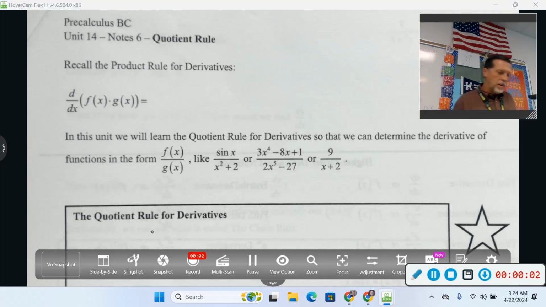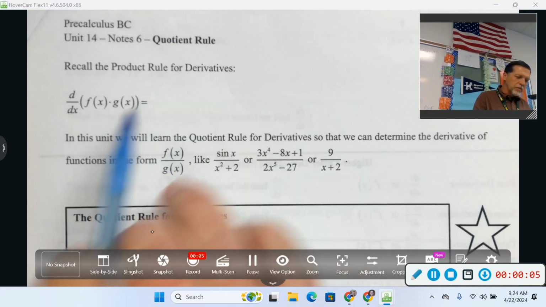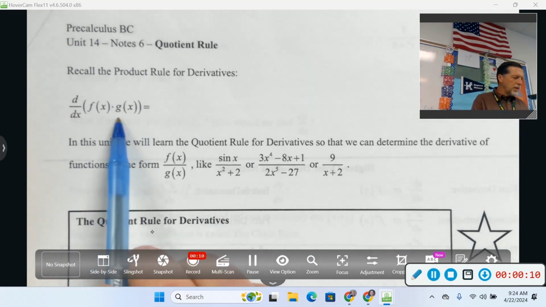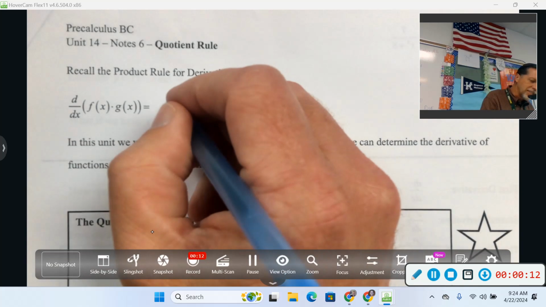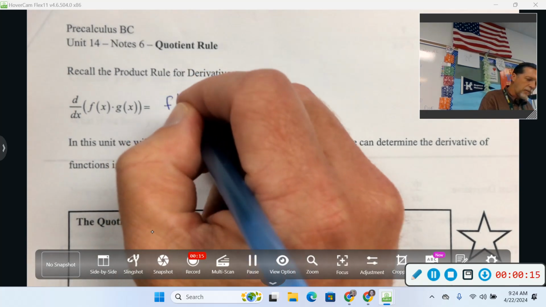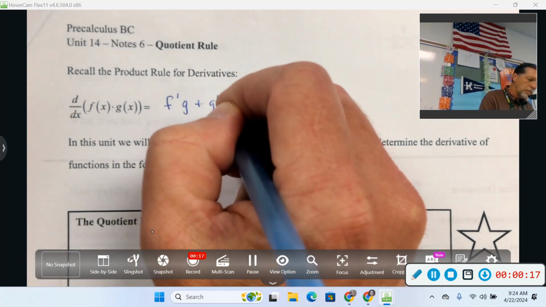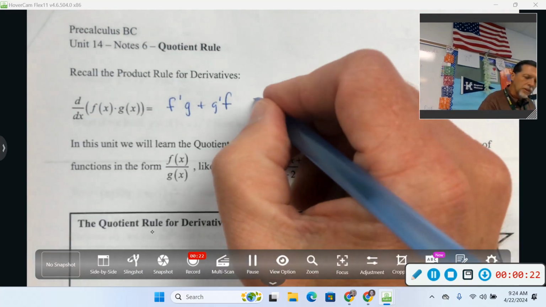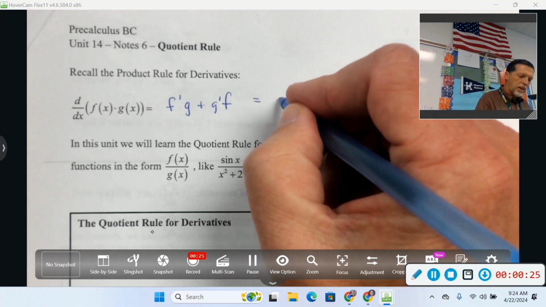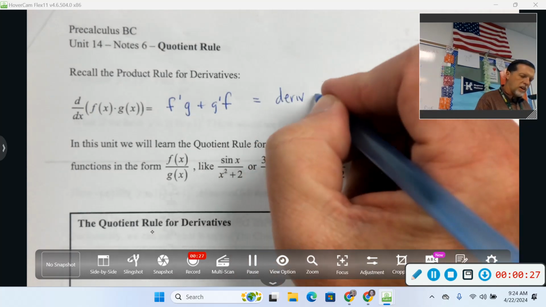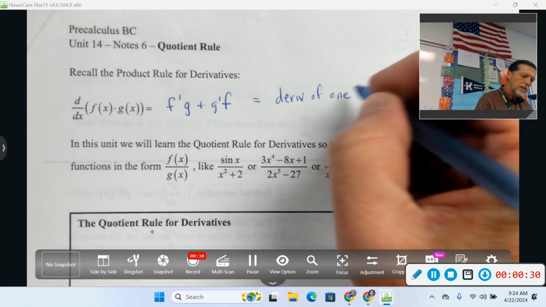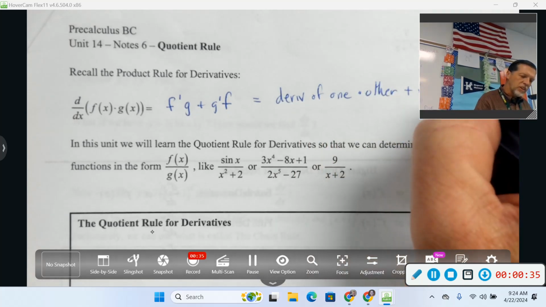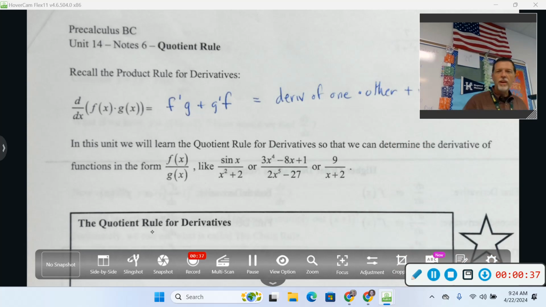Okay, quotient rule. First, let's recall the product rule for derivatives. Take the derivative of f times g. I'm going to abbreviate this and not write all the x's out. I'm just going to say f prime times g plus g prime times f. And again, I don't really remember all the f's and g's and primes. I just know that it's the derivative of one times the other plus vice versa. Right? It's an equation by words.